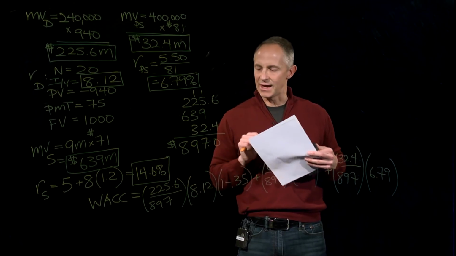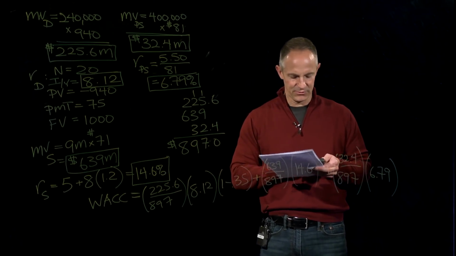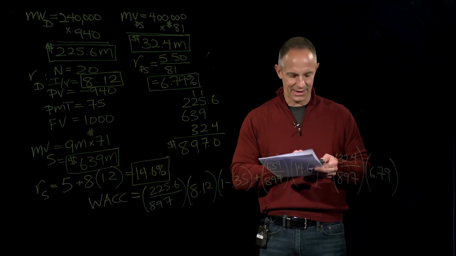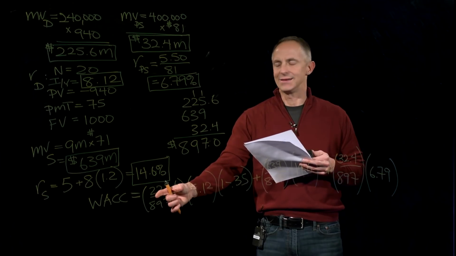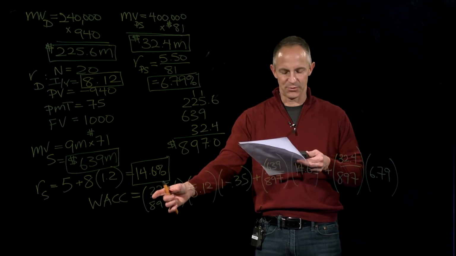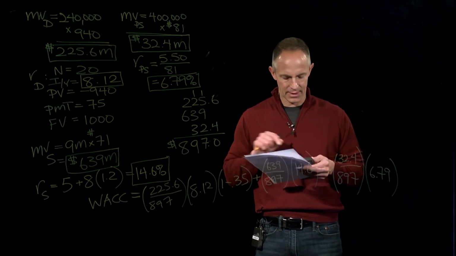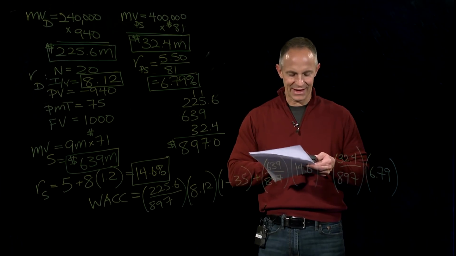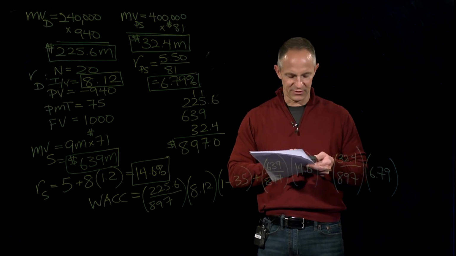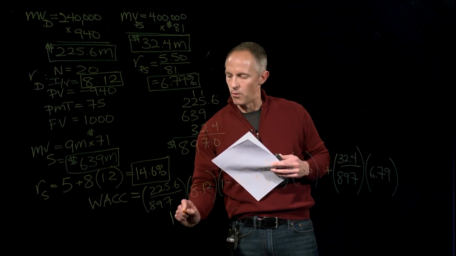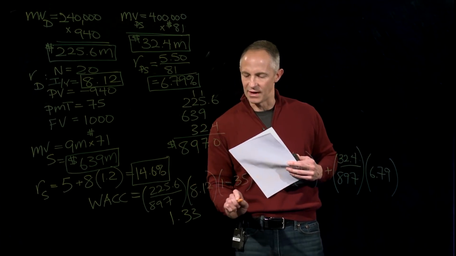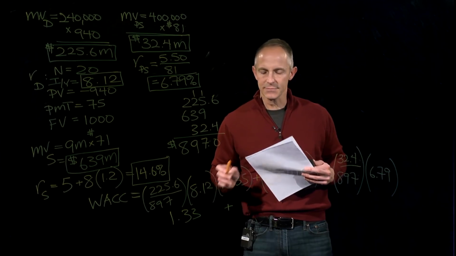If I start with the debt item here, I'm going to take 225.6 divided by 897. That'll give me the weight. If you're just writing down these intermediate steps, that weight adds up to 0.2515. I'm going to multiply this by the pre-tax cost of debt and then multiply this by 1 minus the tax rate. And so that gets us a value of about 1.33% for the debt.